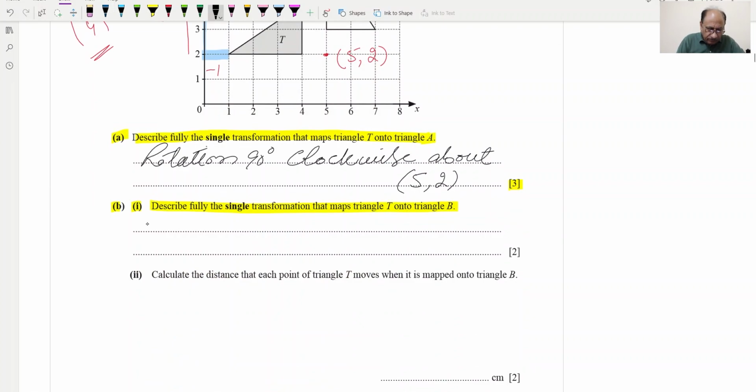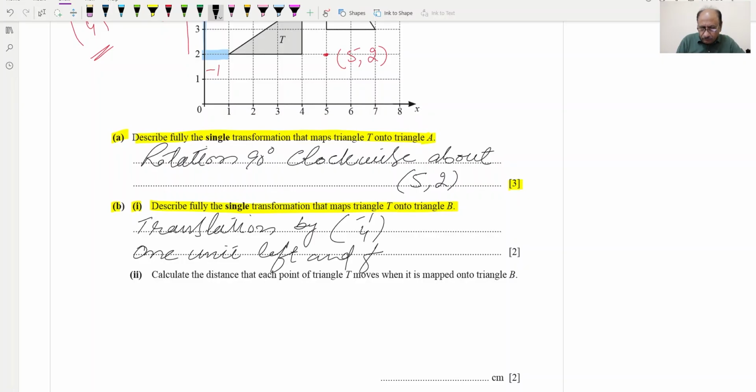We can say it is translation 1 unit left, or we can directly provide translation by the vector (-1, 4). We can write like this, and otherwise we can say 1 unit left and 4 units up. This is like an alternate statement which I have provided.